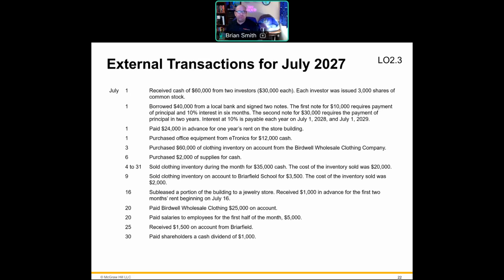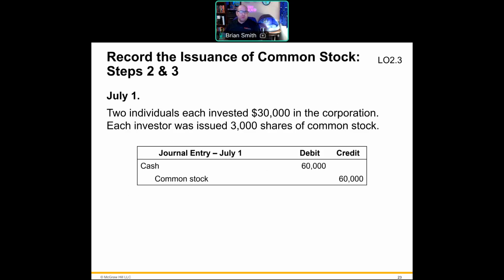I like it. All right, we're going to look at all these transactions. Okay, I may not go through them all, but we'll go through as many as we can. Two individuals invested $30,000 in the corporation. Each investor was issued 3,000 shares of common stock. Okay, so each individual, we're getting $30,000 cash from each person. You've got to be careful about that. So we're getting $60,000. We're going to credit common stock for $60,000.